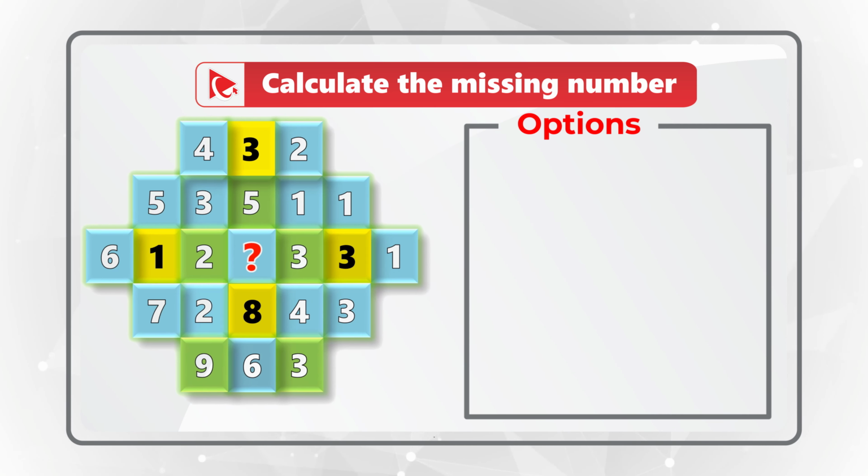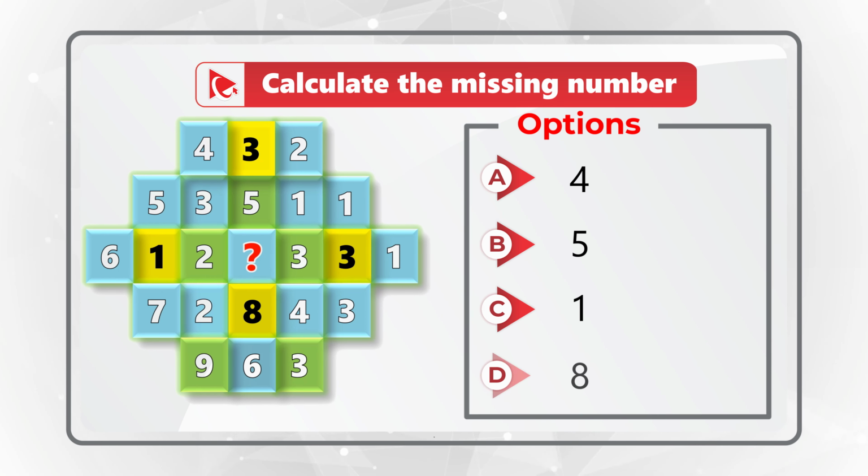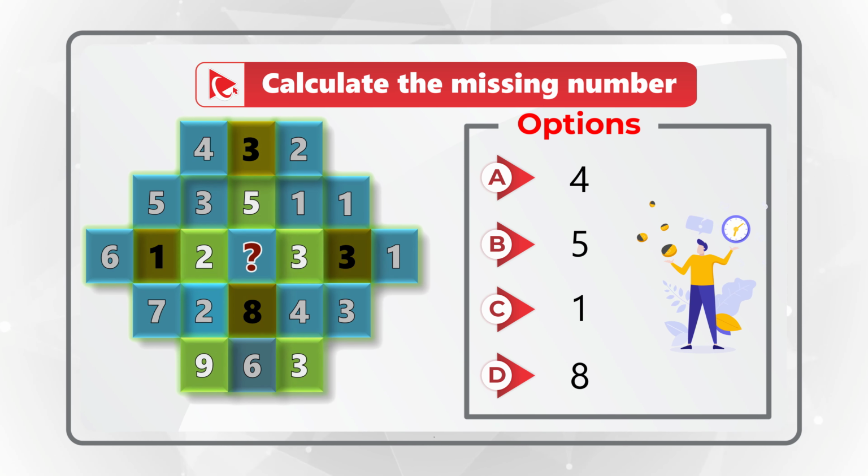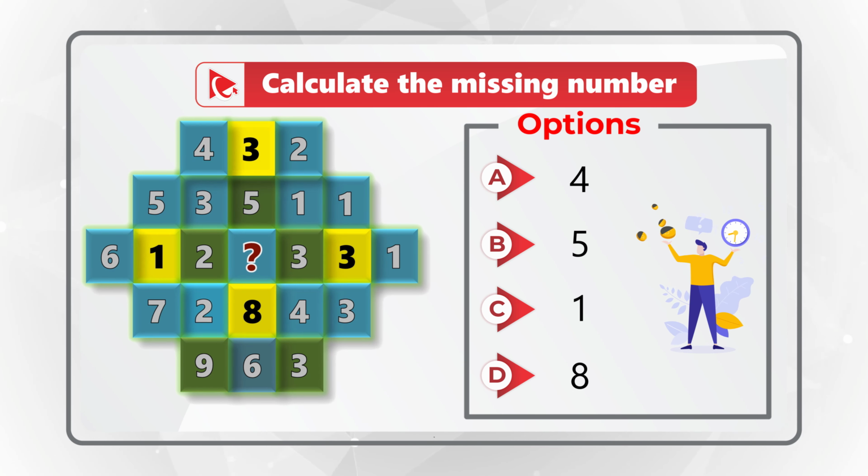And you have 4 different choices. Choice A, 4. Choice B, 5. Choice C, 1. And choice D, 8. Take a close look to see if you can calculate the final solution. What's interesting here is that the shape is constructed of rectangles of different colors. And some numbers also have different colors. Did you figure it out?